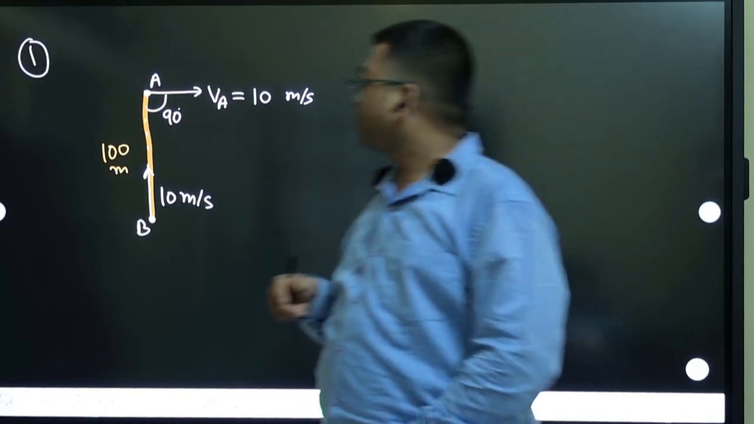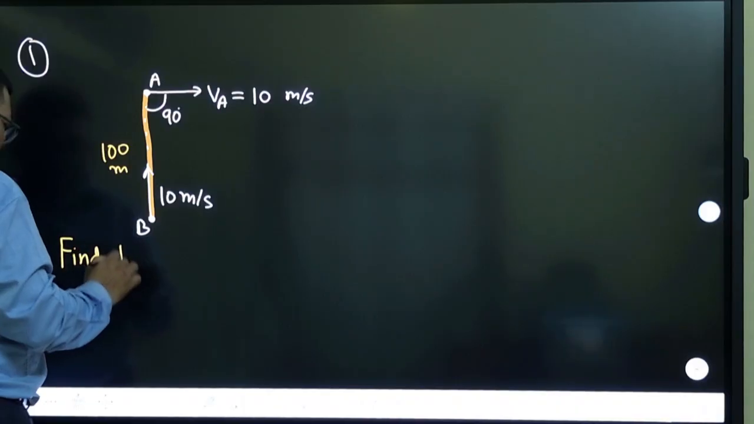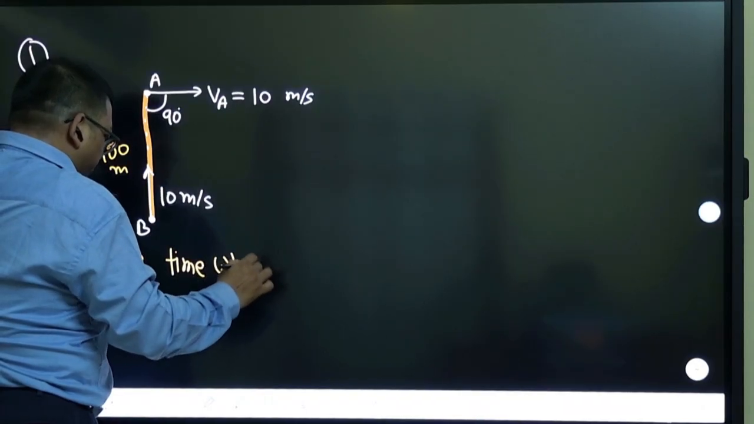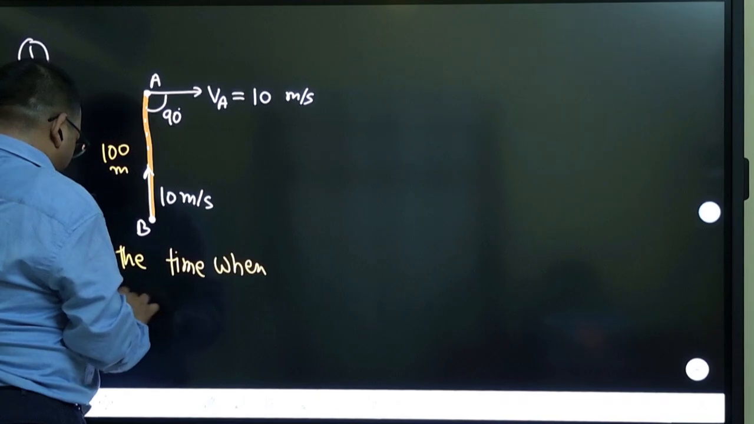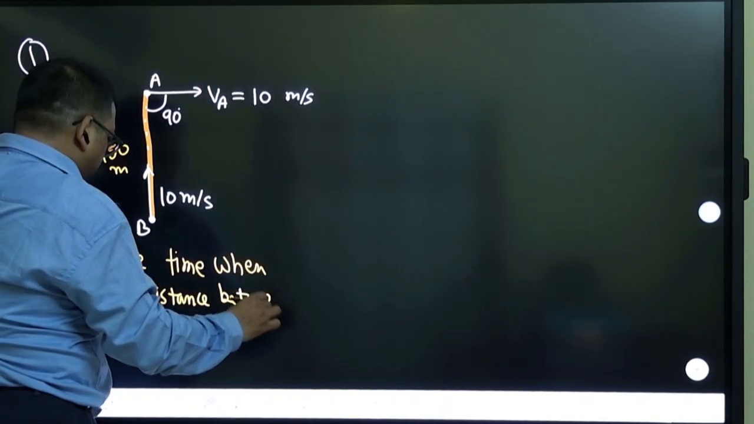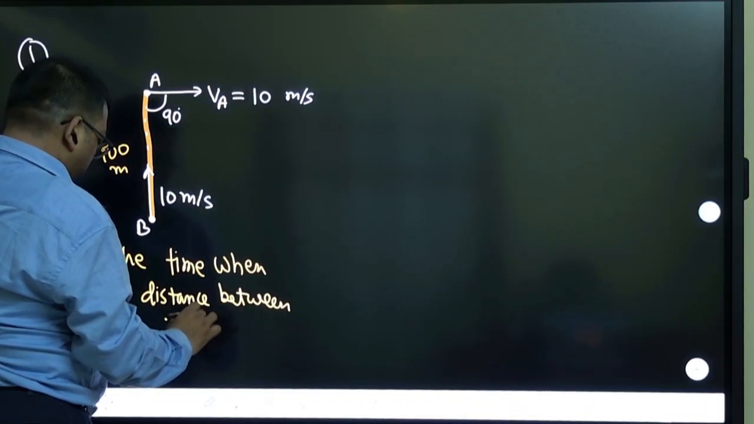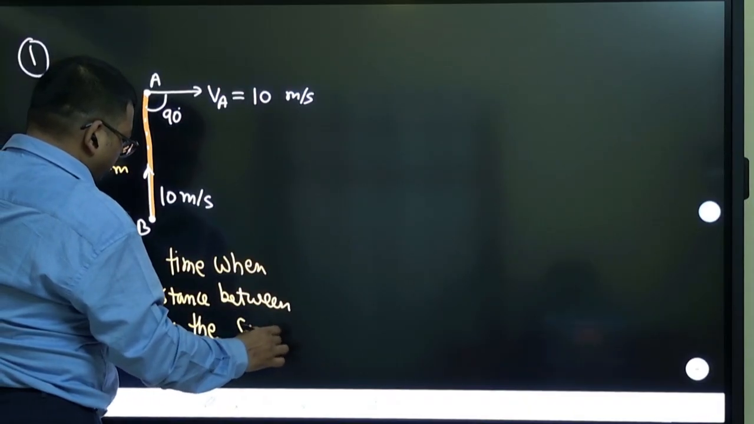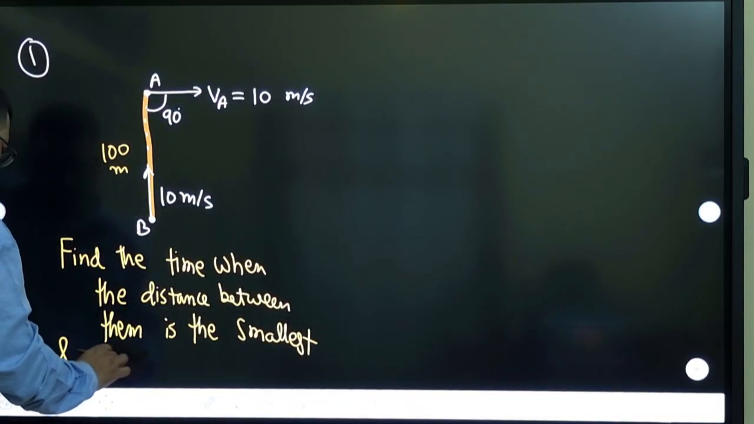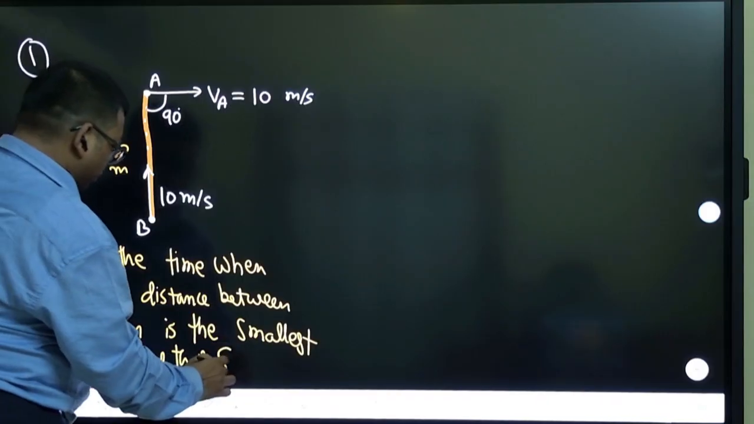Now the question is: find the time when the distance between them is the smallest, and also find that smallest distance.